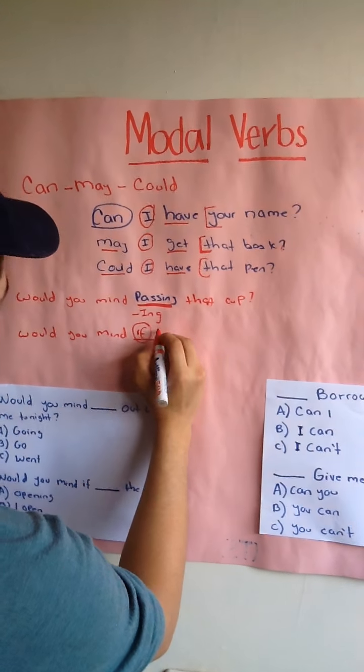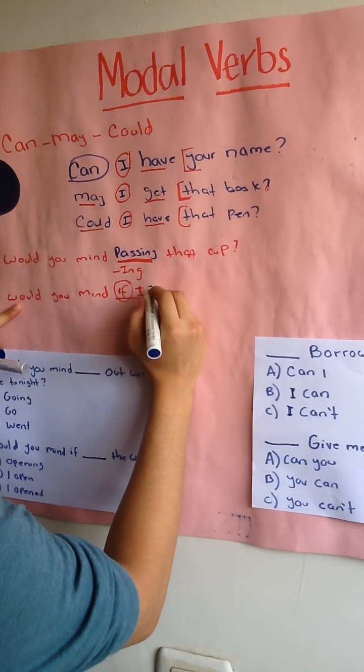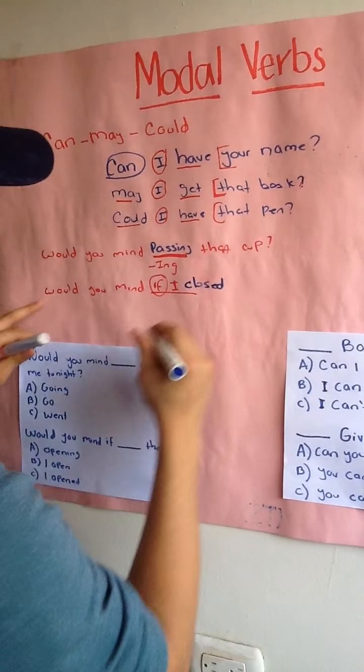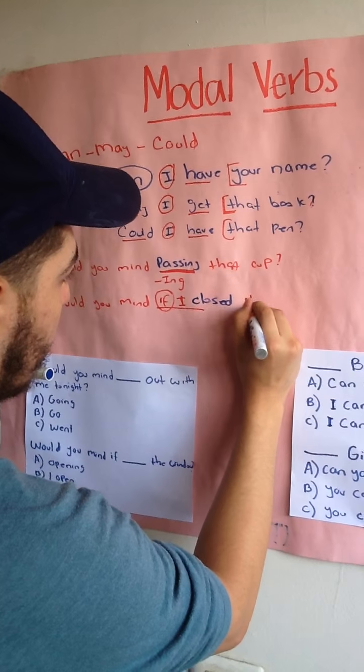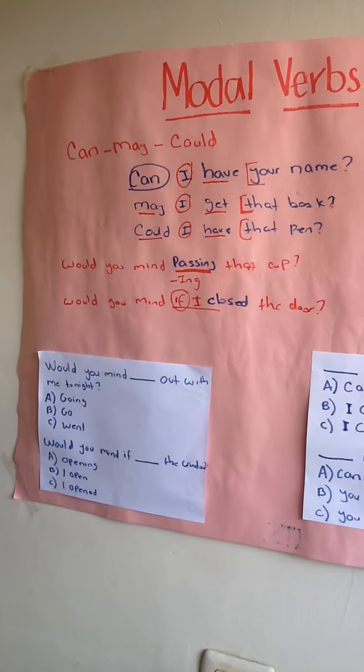Then we need to use the subject. Would you mind if I, and then the verb in the past tense. If I closed the door. So be aware of this.